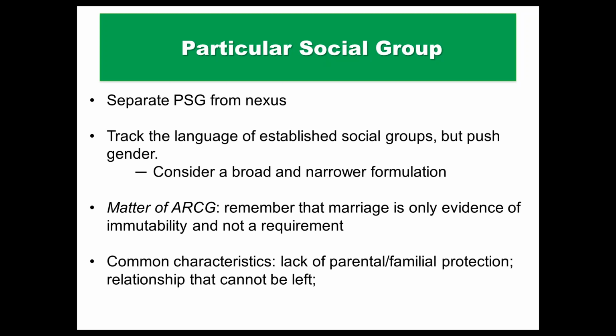And in these types of cases, we generally find it best to try to track the language of established social groups. So we have the board's case in Matter of A-R-C-G-, where the board recognized the social group of Guatemalan women in marital relationships they are unable to leave. So use that established social group and make your client's social group track that type of language. So maybe your client wasn't in a marital relationship, maybe it was a domestic relationship or an intimate relationship. Describe it how you need to describe it to fit your client's facts, but also to establish that it was immutable. Because in A-R-C-G-, the board only used marriage as evidence of why the relationship was immutable. Marriage itself was not a requirement to establish the particular social group.